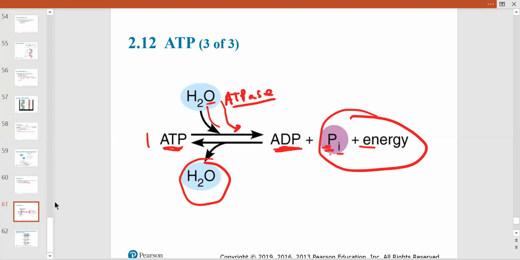If you're building it, you use an enzyme and you lose water in this dehydration synthesis. You would use ATP synthase. Crazy stuff, man. I don't make this stuff up.